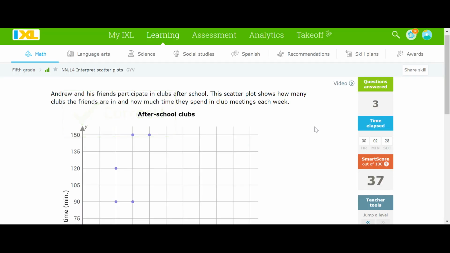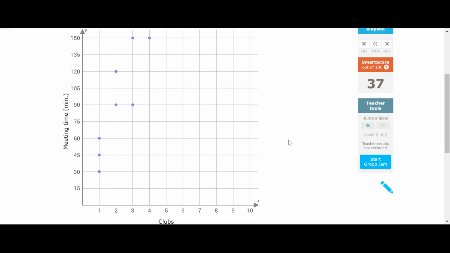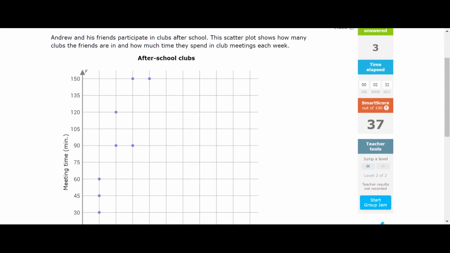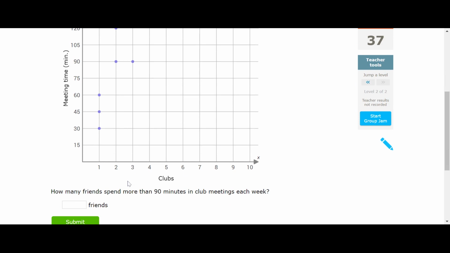All right, we're going to crank this up and go to a harder one. Actually, wait, no, this is the hardest level that we can get to now. Andrew and his friends participate in clubs after school. This scatter plot shows how many clubs the friends are in and how much time they spend in club meetings each week. How many friends spend more than 90 minutes in club meetings each week?